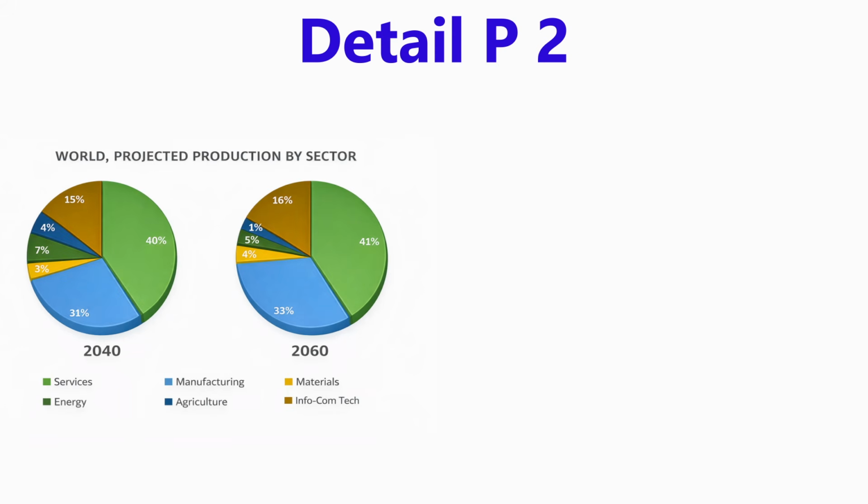Now let's jump to the next detailed paragraph. I'm going to write about 2060. All right. So I start my paragraph by writing by 2060. By 2060, again, I'm going to write about services. In my previous paragraph, I wrote about services and it accounted for 40%.